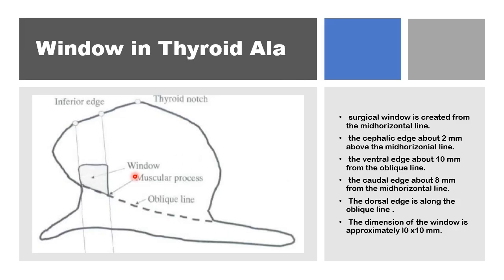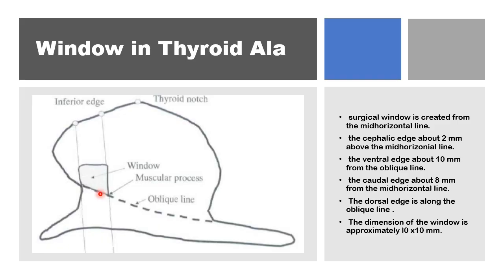Where to place this tiny window in the thyroid cartilage? The midpoint between the lower part of the thyroid notch and the inferior edge of the thyroid cartilage in the midline is marked, and from it a horizontal line is drawn to intersect with the oblique line of the thyroid. The attachment of the strap muscles will be to this oblique line of the thyroid cartilage, and this would form the upper edge of the window.